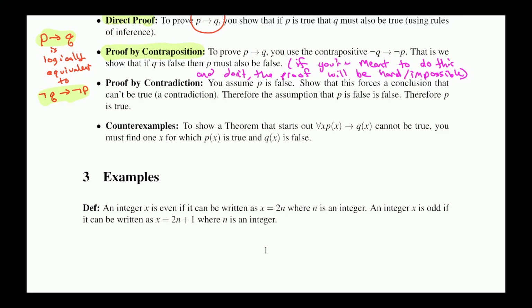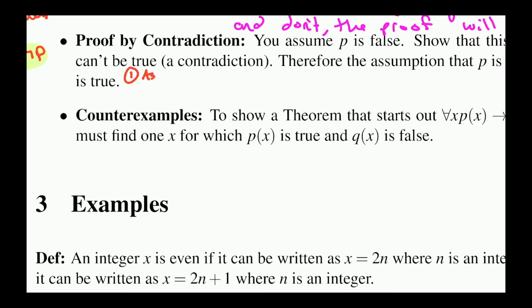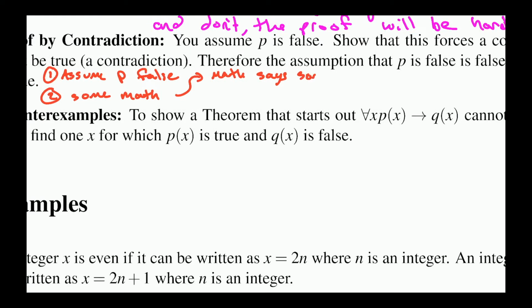It says it right there, but let me write it anyway. Let's say you assume P is false. We're trying to prove that P is true, but you don't start there. You start by assuming that P is false. And then you do some math, and the math tells you something that can't possibly be true. Anything that can't be true. So maybe the math says something like 0 equals 1, right? That's bad, right? Can't happen.